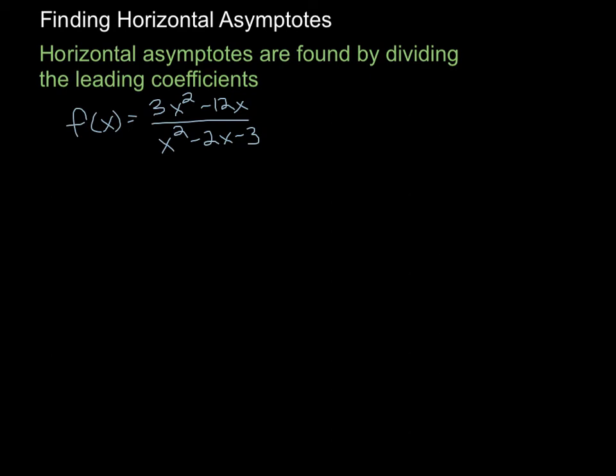Horizontal means the equation is going to be y equals. So we have a horizontal asymptote: y = the top leading coefficient of 3 over the bottom leading coefficient of 1, which equals 3. So that's our horizontal asymptote. But it's important to note that not all the time are these leading exponents going to be the same. I'll show you what to do next.